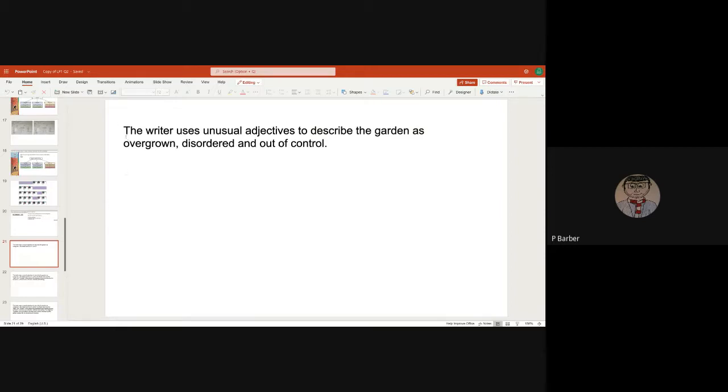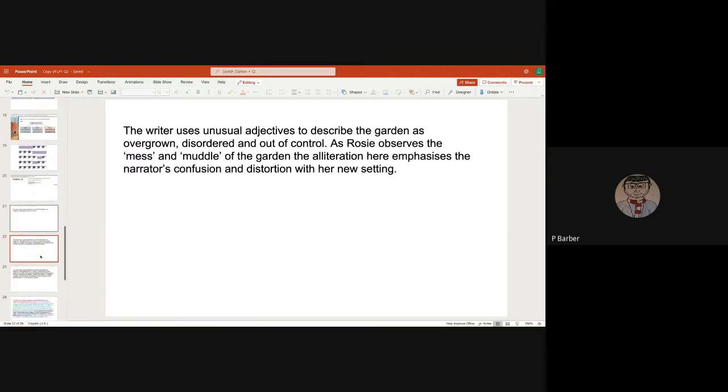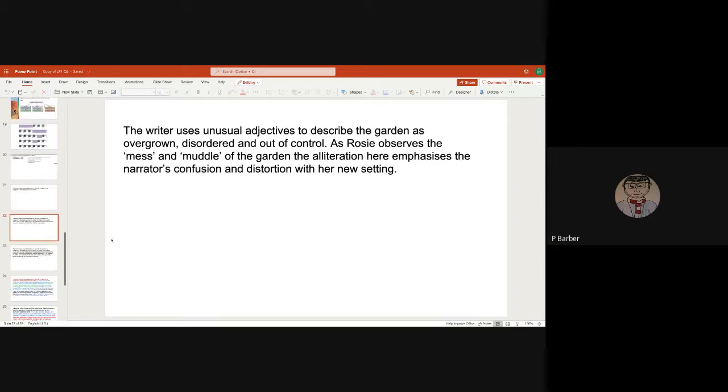So as I've said here, the writer uses unusual adjectives to describe the garden as overgrown, disordered, and out of control. We then need to embed some evidence. So we've got this. As Rosie observes the mess and the muddle of the garden, the alliteration emphasizes the narrator's confusion and distortion within her new setting. Note how I've tried to embed the evidence. So rather than saying, for example, I've tried to include it in a full sentence. So as Rosie observes a mess and muddle of the garden.